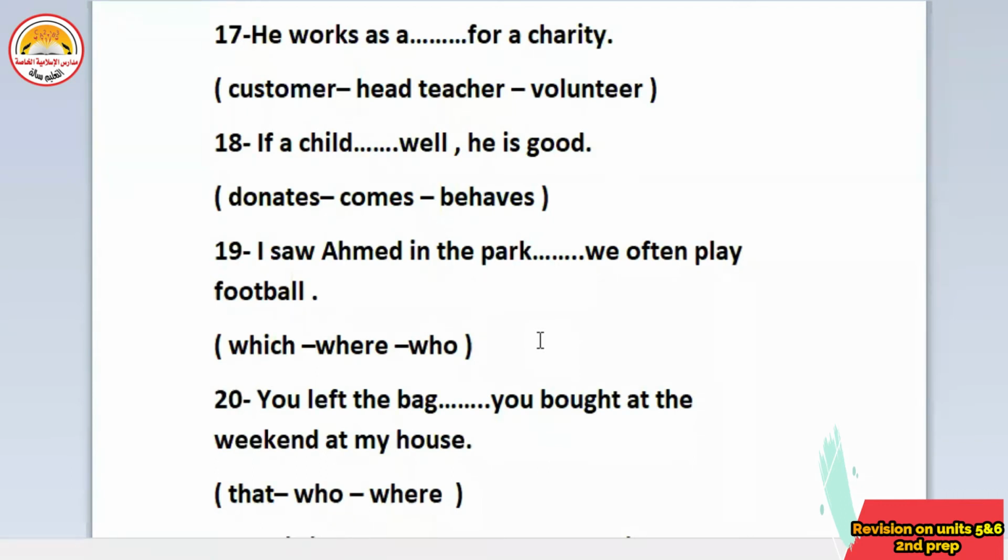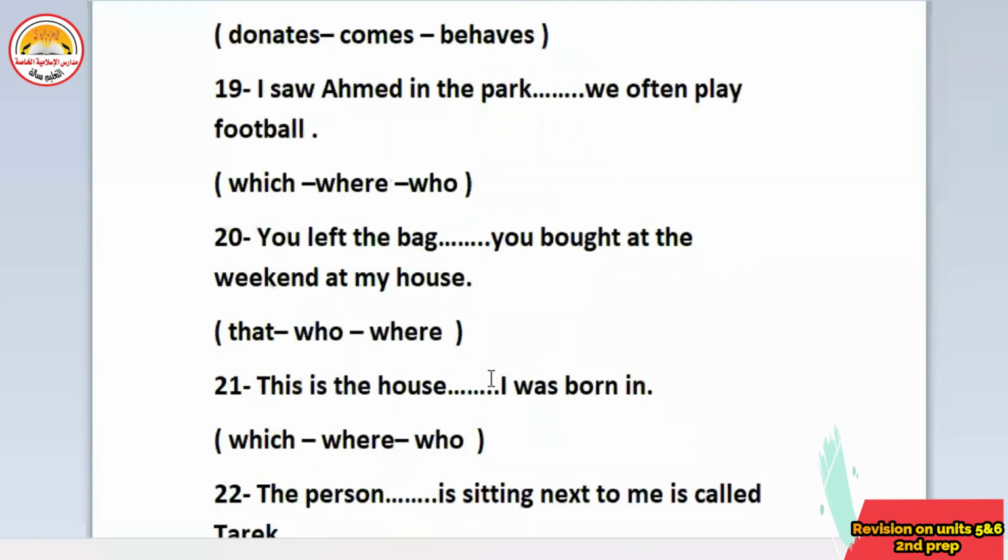Number 20, Basmala. You leave the bag that you bought at the weekend at my house. Choose here from that, who, where. I choose that. Why here you said that? Because here a bag is a thing. So number 20, you leave the bag that you bought at the weekend at my house.